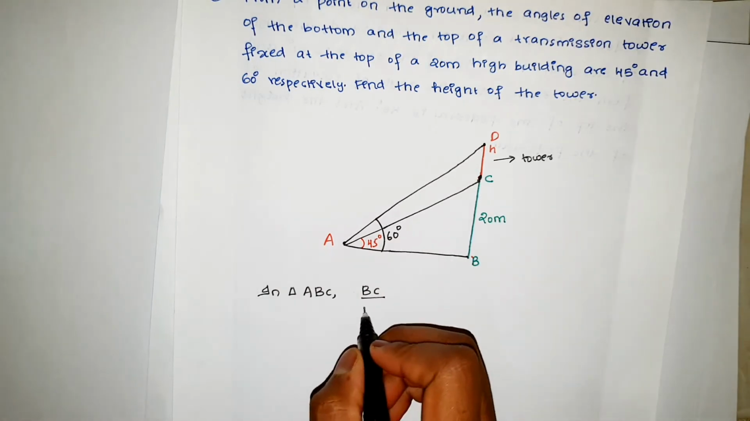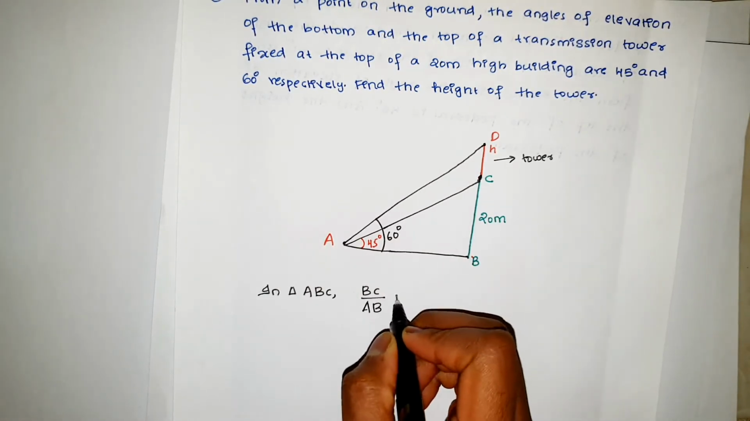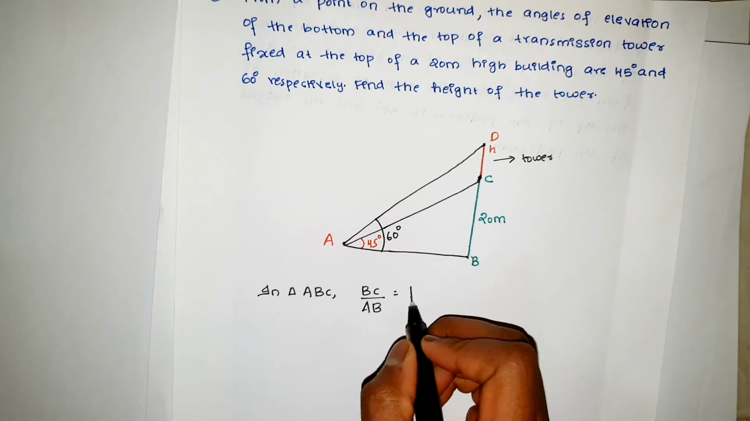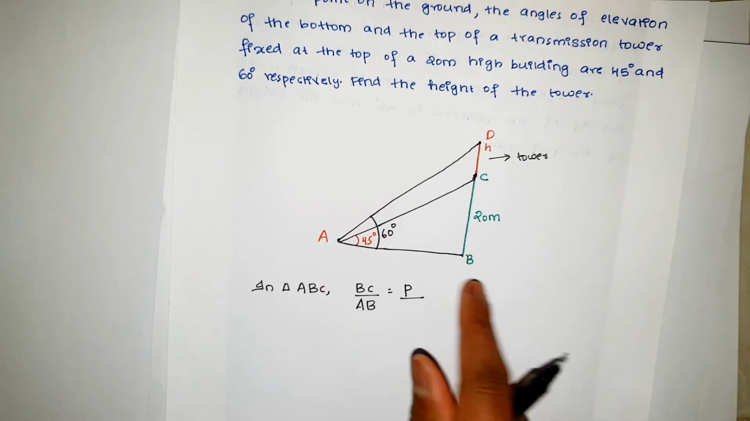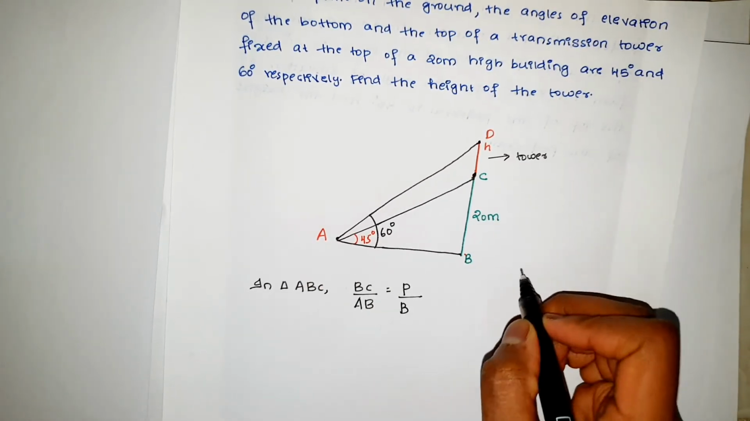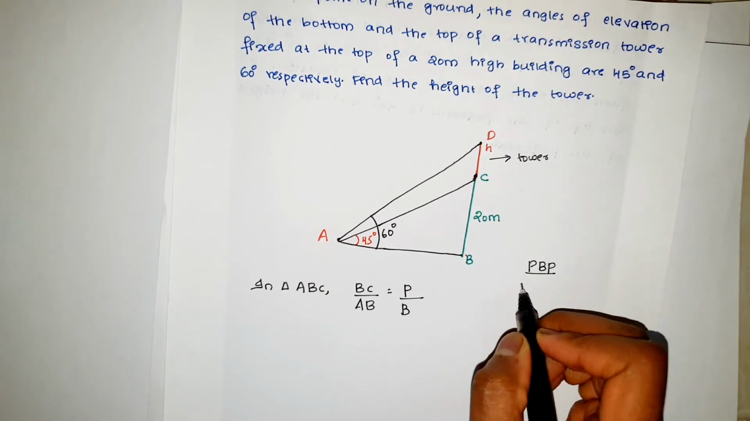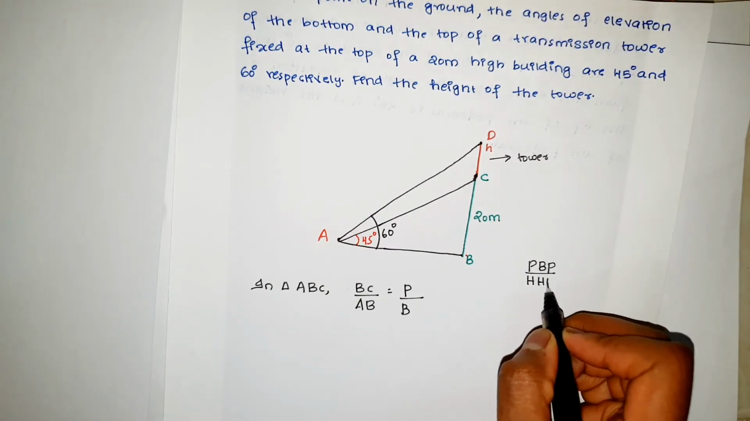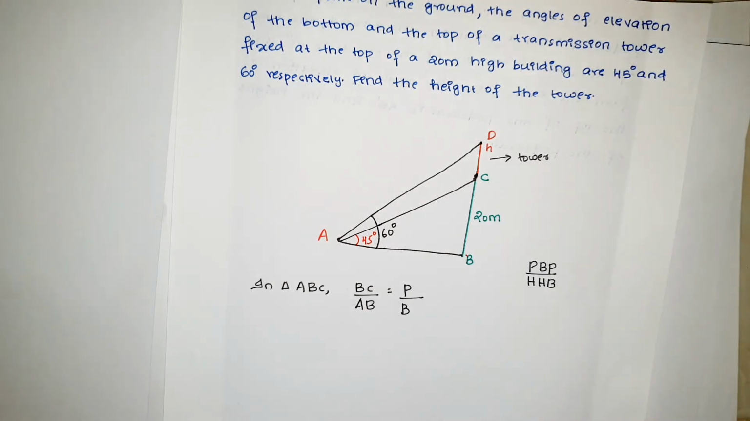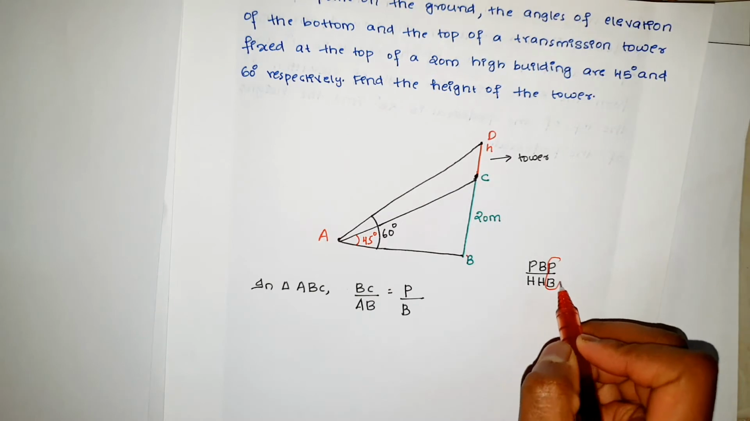So BC by AB. What is BC? That is the perpendicular, and AB is the base. So we know P by B. Okay, so here it is what? P by B, which is tan.